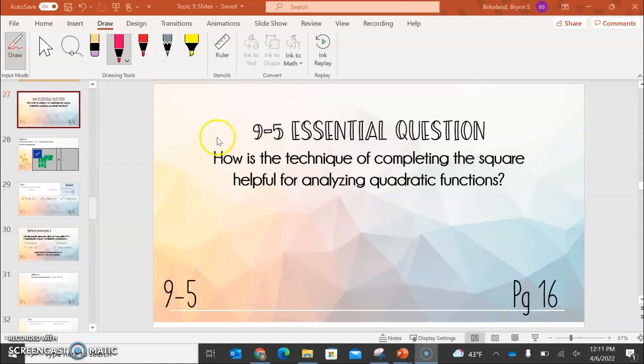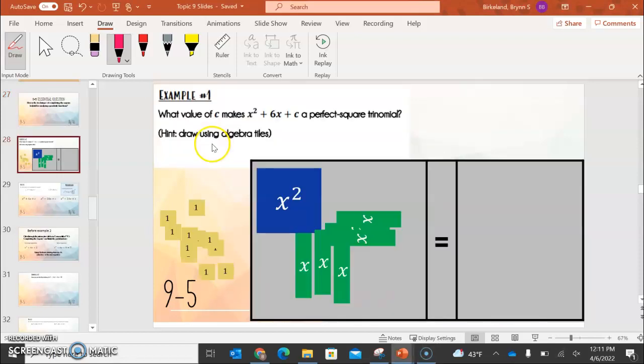For lesson 9.5, there's yet another method for solving quadratic functions and finding key features of it. This one's called completing the square. We're going to use algebra tiles to help us get an idea of how to make a perfect square, and this will kind of take you back to factoring.